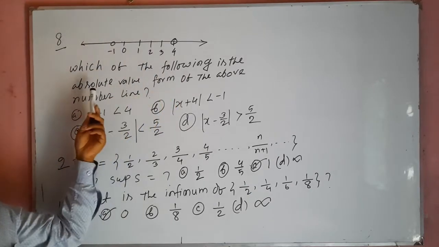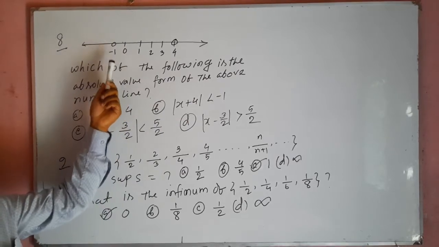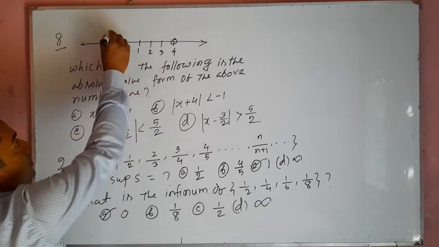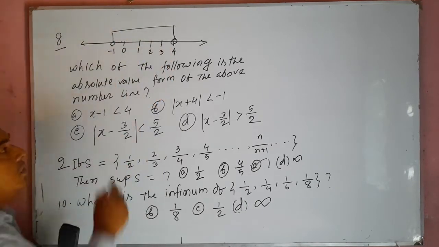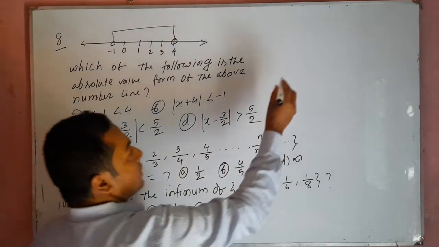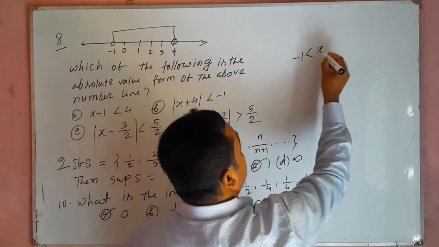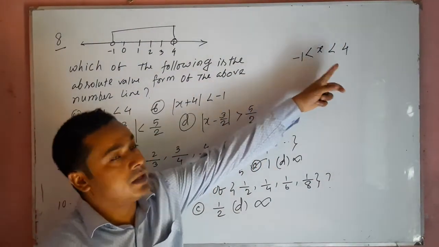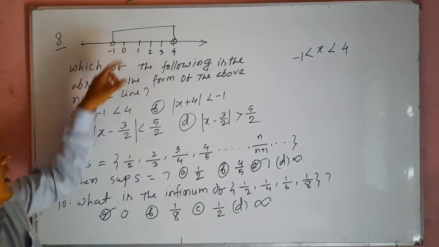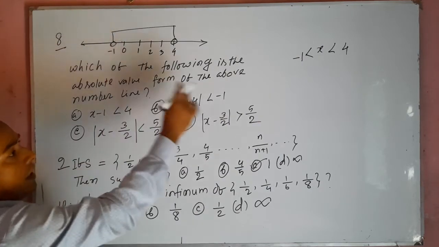Okay, now question number 8. Which of the following is the absolute value form of the above number line? This number line is defined from minus 1 to 4. How can we define it by the absolute value? Just think: x is a number which is greater than minus 1 and less than 4. Why do we not use the equal sign? Because this is open. If this is closed, with a bold sign, then we can use the equal sign.